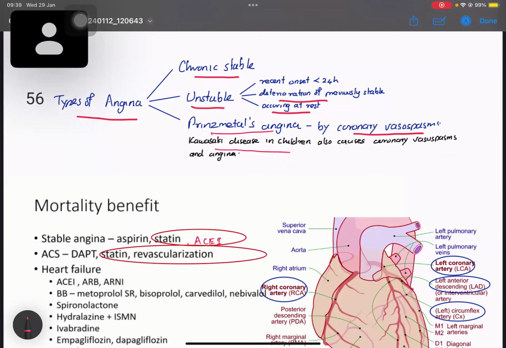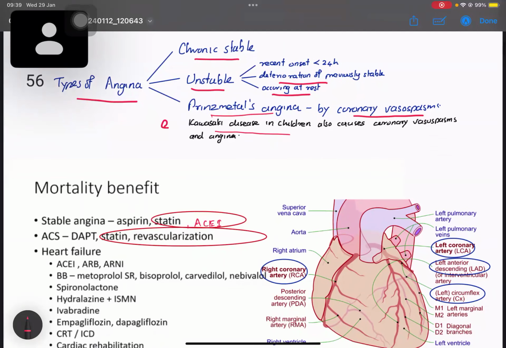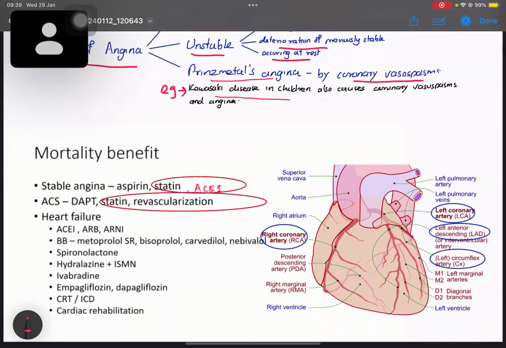It means temporarily the coronary blood vessels, which supply the heart muscles, contract. This usually occurs, for example, in Kawasaki disease, which occurs in children. Coronary vasospasm occurs and they experience angina.